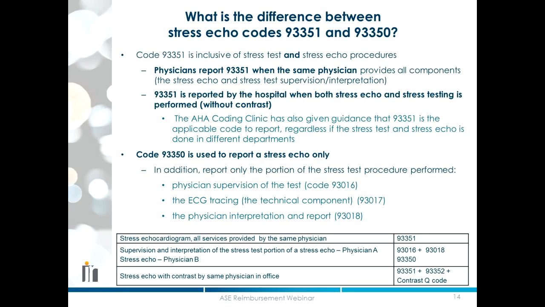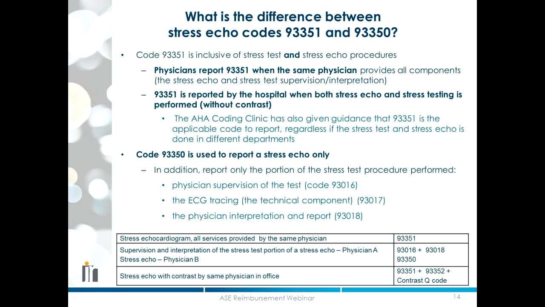The hospital also reports 93351 when both the stress echo and the stress test are performed. And the AHA Coding Clinic, which is the American Hospital Association Coding Clinic, which is considered an authority on these types of coding questions, has given guidance that 93351 is the applicable code to report, regardless of whether the stress test and the stress echo are done in different departments.